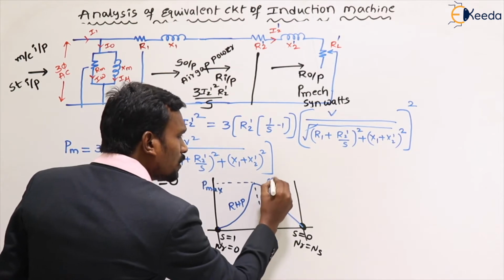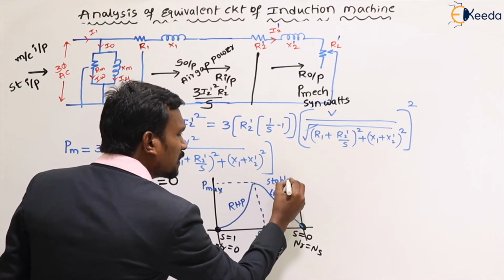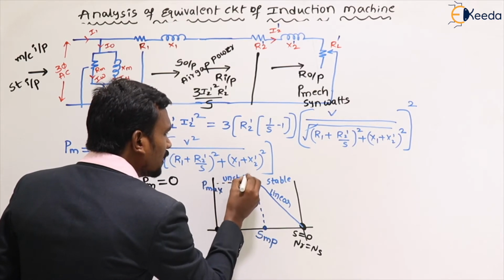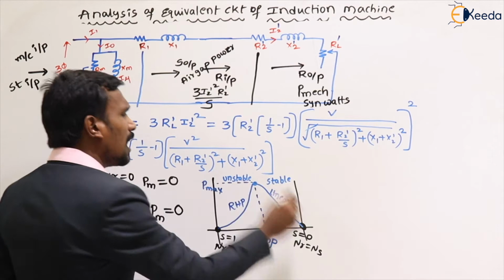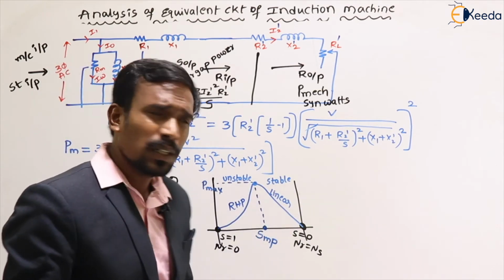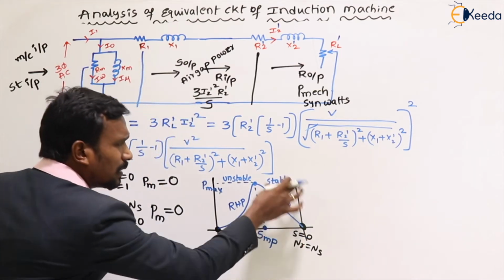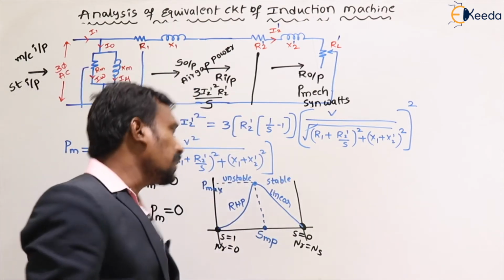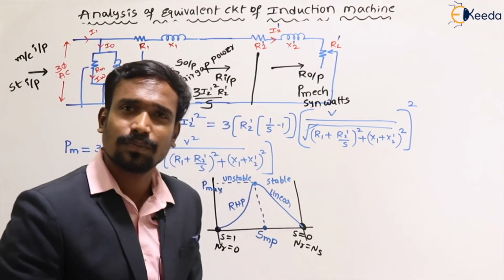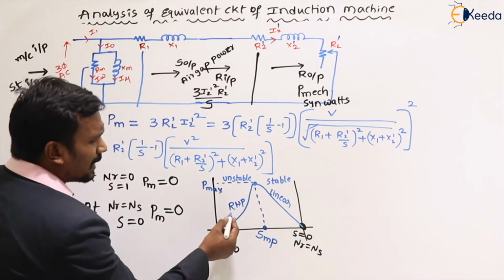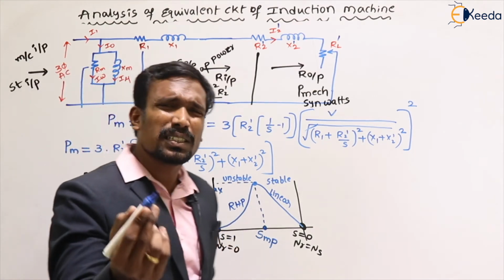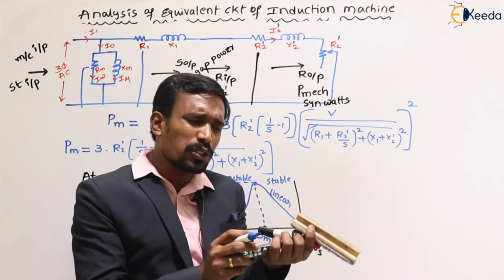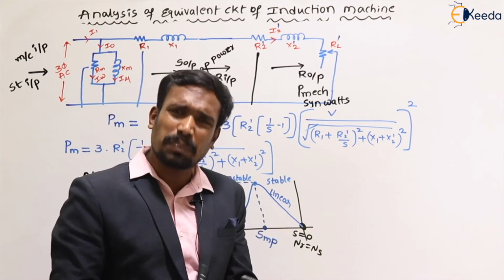This is called the stable region. This is called the unstable region. This is linear, nothing but stable. Unstable, nothing but rectangular hyperbola. So here rectangular hyperbola is nothing but inversely proportional. Linear is nothing but directly proportional.